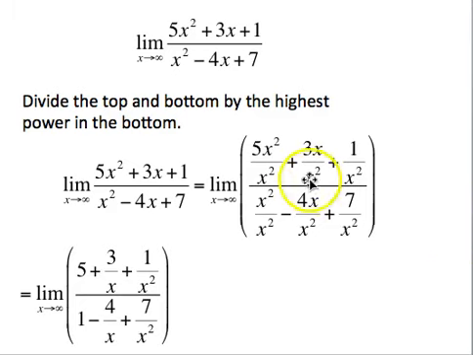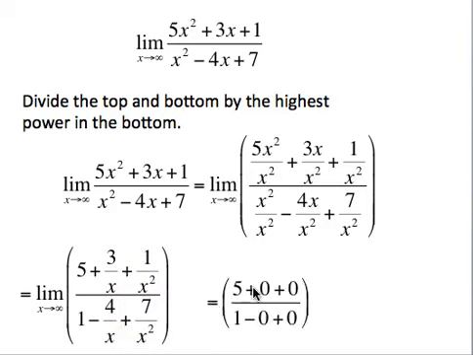Now, as these numbers get large, 3 over a million, 3 over a billion, basically 0. 1 over a million squared, 1 over a billion squared, basically 0. Similarly, as x gets large, 4 over x goes to 0, 7 over x² goes to 0. A fixed number over an increasingly large number will always go to 0. So what we get here is (5 + 0 + 0) over (1 − 0 + 0), and that result, of course, is just 5. So as x goes to infinity, this entire function goes to 5.